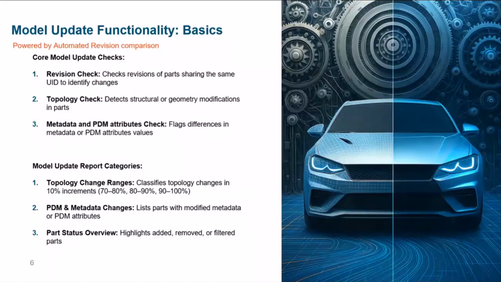Also, we list parts with modified metadata or PDM attribute values that have changed in separate groups, part sets, so the user can also detect them. And last, we highlight all the added, removed, or filtered parts that are provided by the user through the filter list or the external file, so that he can track all the changes in his model.